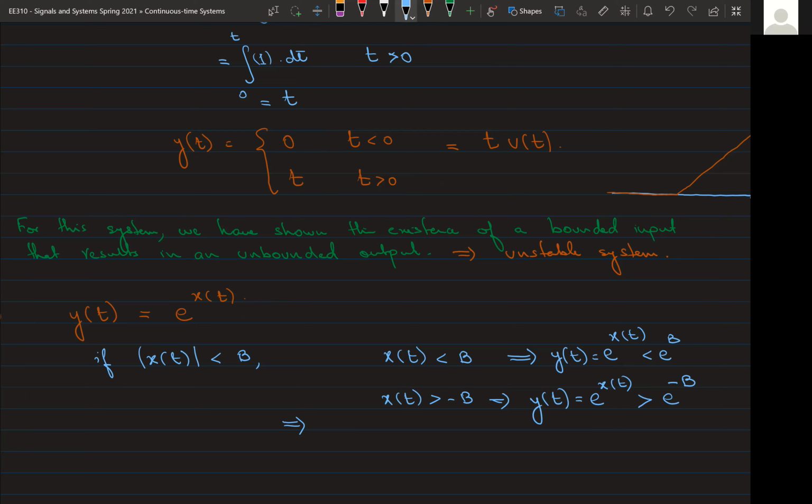Sir, you had already stated that our x of t is bounded. Yes, because in order to prove stability, what you're dealing with are bounded inputs only. And so that's why I say, let me assume that the input is bounded. And if the input is bounded, what I've proved is the output is always going to stay bounded. So I'm only concerned about bounded inputs to prove stability. Okay?